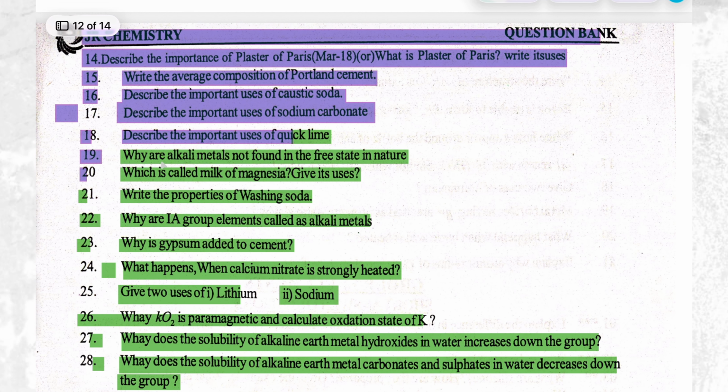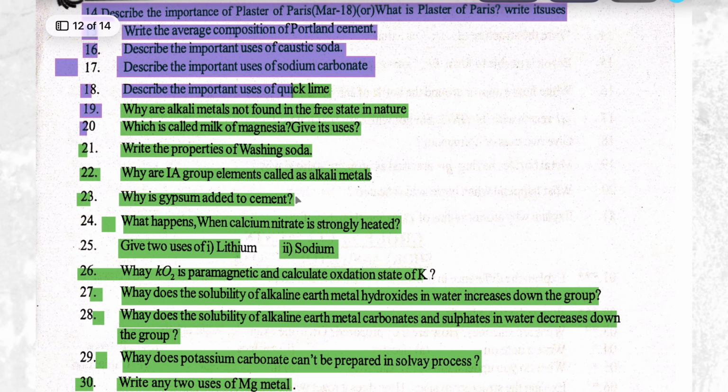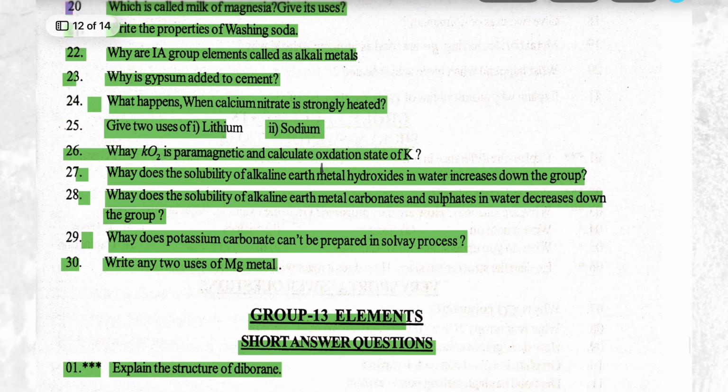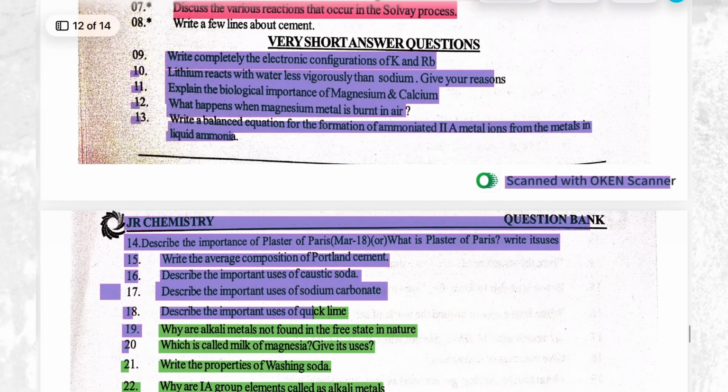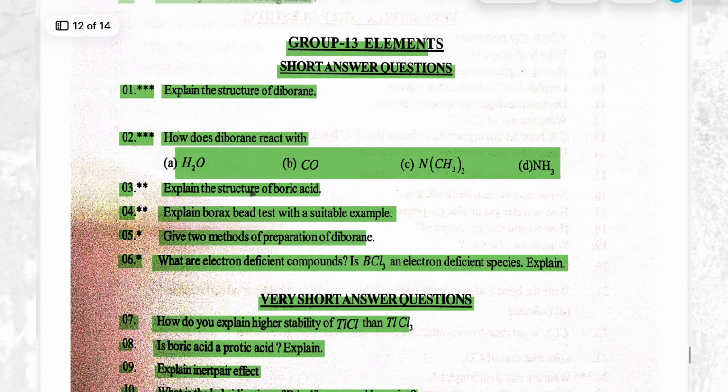And remaining, you can see the 19th one is also important. Why are alkali metals not found in native state, or their original free state? That is also important. And 20, milk of magnesia is also important. Properties of washing soda. That's what it is. All are important. And why is gypsum added to cement? This is also important. Okay. And 26 is also important. Why is potassium superoxide paramagnetic? Okay. So these all are most important VSQs. Take screenshot again. I will show you. Right. All are important. Very easy questions. They are not tough. Next to group 13.